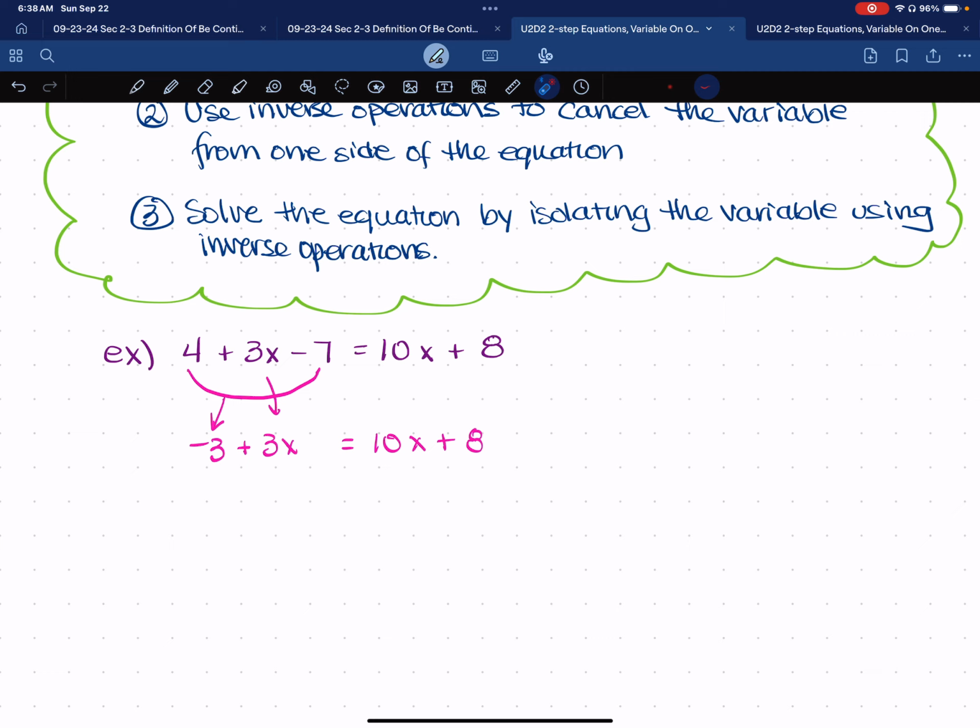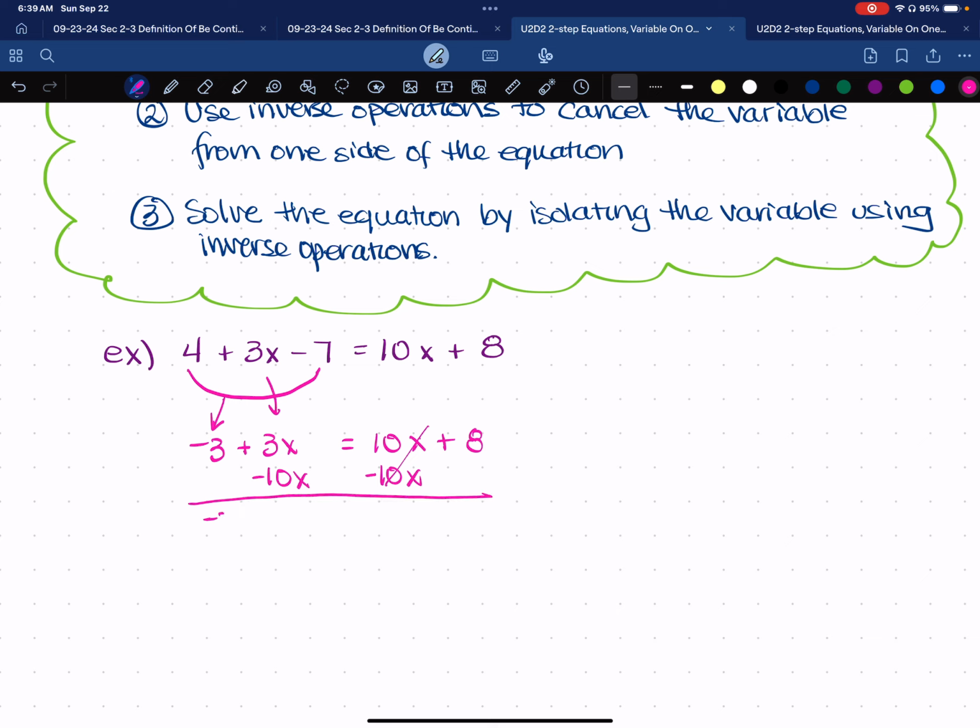So now we're going to cancel out the variable from one side of the equation. And you can pick. You can cancel out the 3x or the 10x. Totally up to you. I'm just going to go ahead. I like to always have my variable on the left. So I'm going to subtract 10x from both sides. That way, this is going to turn into 0, and 0 plus 8 will just be 8. So that'll cancel that out.